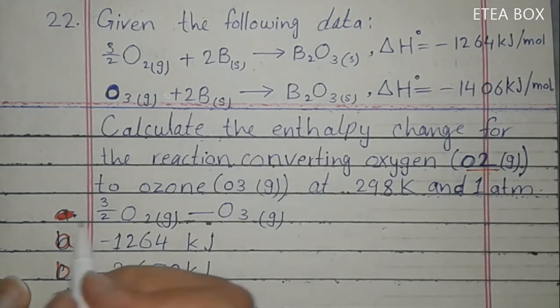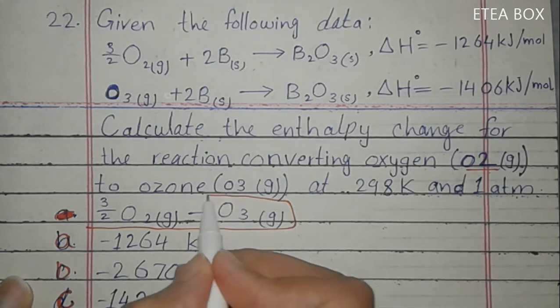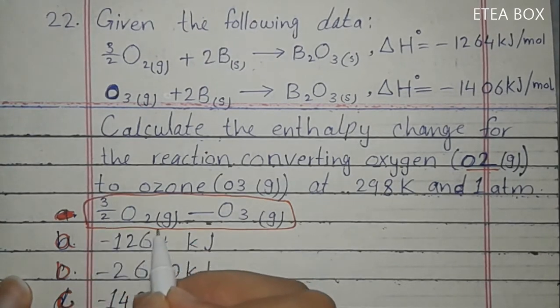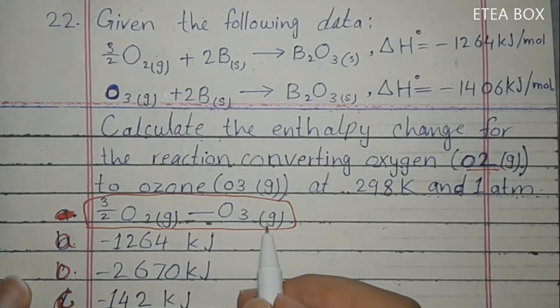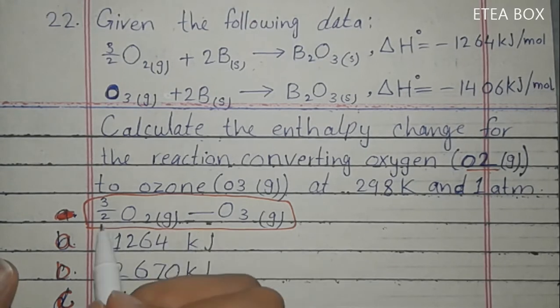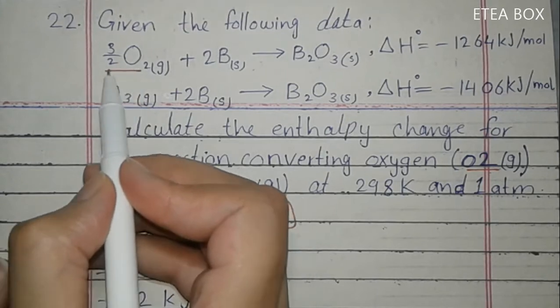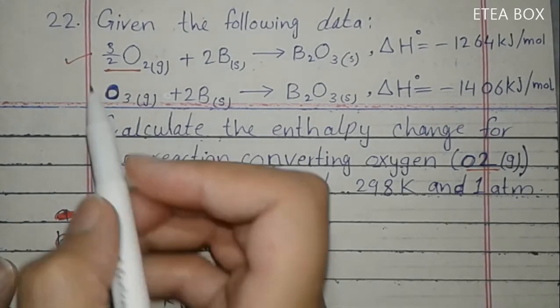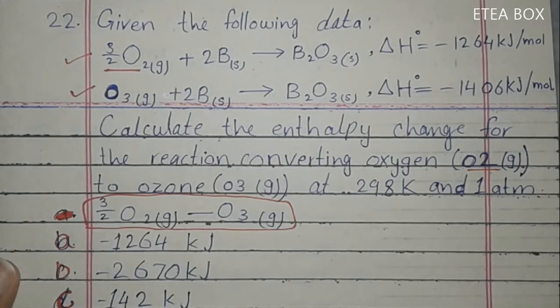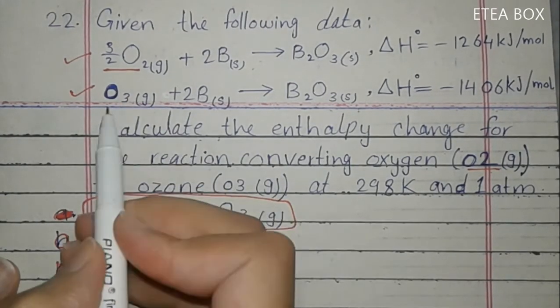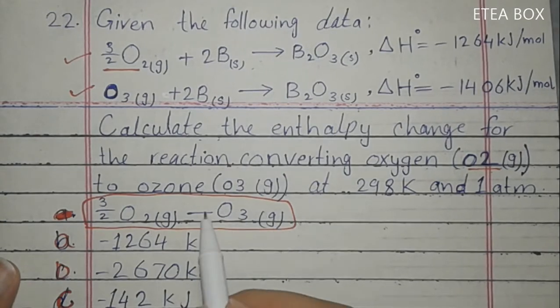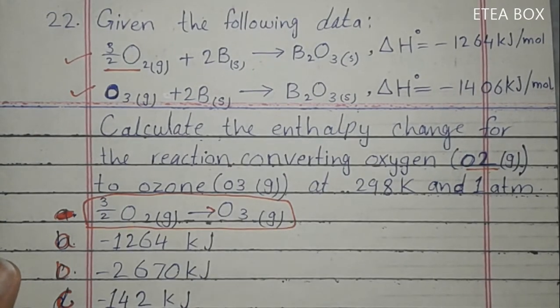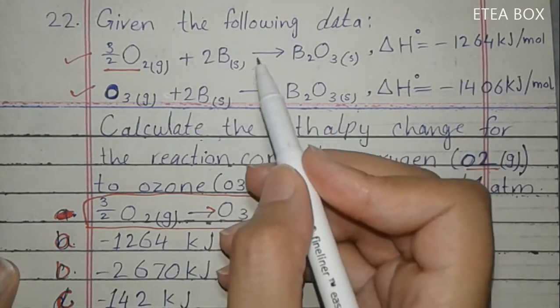Now look here, the reaction is given. Look, 3/2 oxygen in gaseous form is converted into ozone in gaseous form. Now this 3/2 oxygen we will get from equation 1, and O3 from equation 2. Now the problem is that here the O3 is on the reactant side and here it is on the product side. So when this type of reaction comes, what you have to do is just subtract these two.